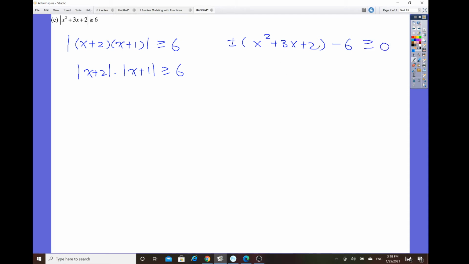Again, it's nonlinear, quadratic. So we just want to bring everything together. As you can see, we do have positive and negative, so we have 2 different outcomes here. Start with the positive: x squared plus 3x plus 2 minus 6. So 2 minus 6 is negative 4, again greater than or equal to 0. And then for the negative, that would be negative x squared minus 3x, excuse me, because you want to distribute the sign, minus 2, and then minus 6. It's greater than or equal to 0.